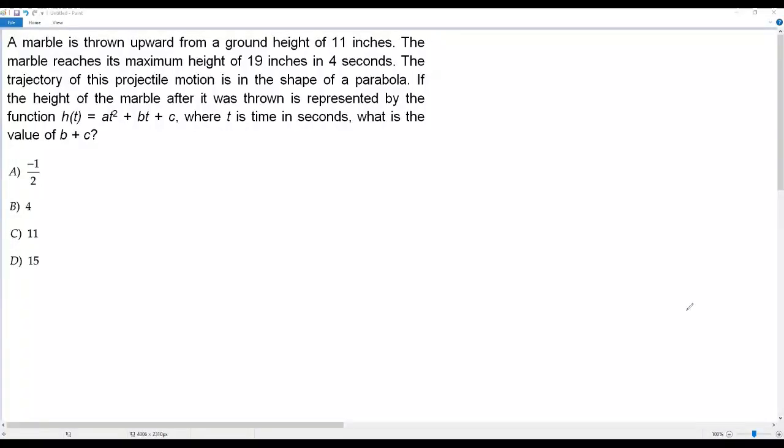Here we have a SAT math question. Okay, let's go with the information. A marble is thrown upward from a ground height of 11 inches. The marble reaches its maximum height of 19 inches in 4 seconds. The trajectory of this projectile motion is in the shape of a parabola.